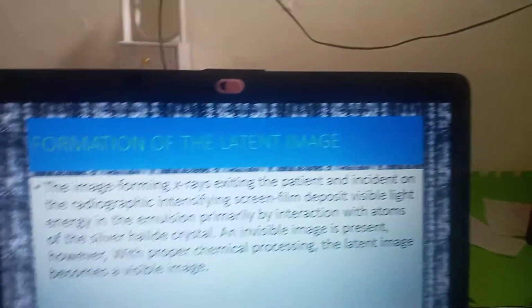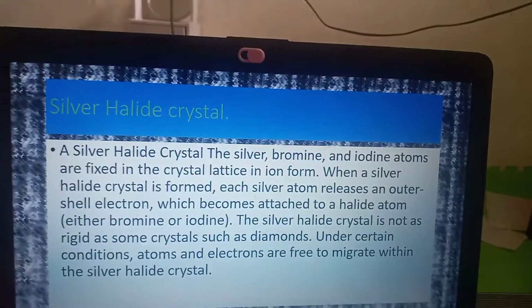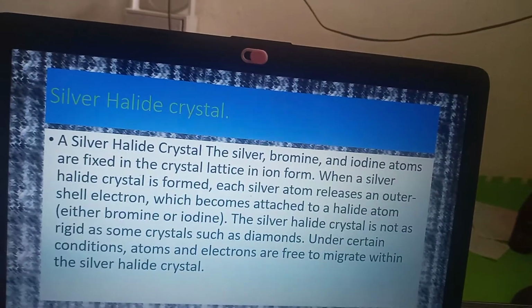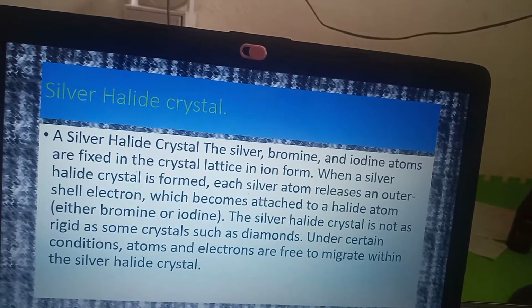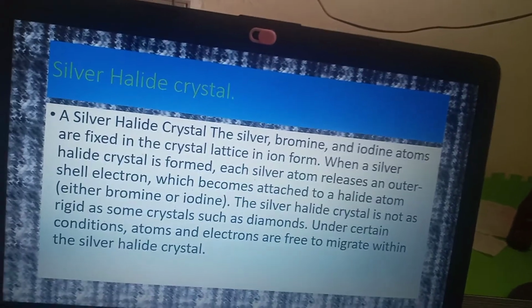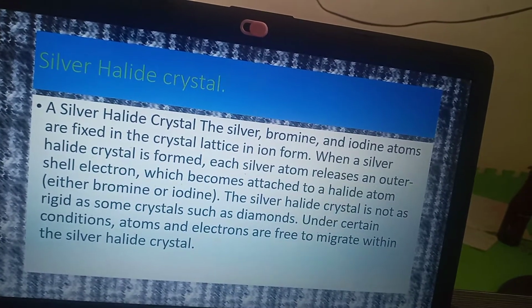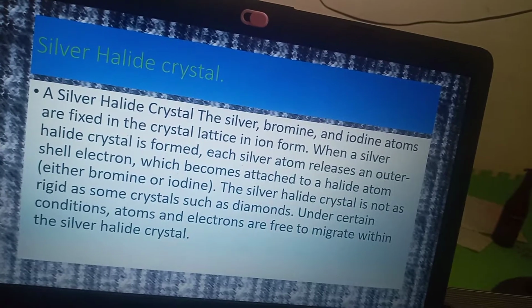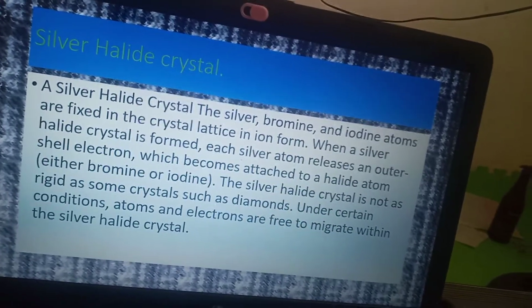First off, what is a silver halide crystal? In the silver halide crystal, the silver, bromine, and iodine atoms are fixed in the crystal lattice in ion form. When a silver halide crystal is formed, each silver atom releases an outer shell electron which becomes attached to a halide atom, either bromine or iodine.